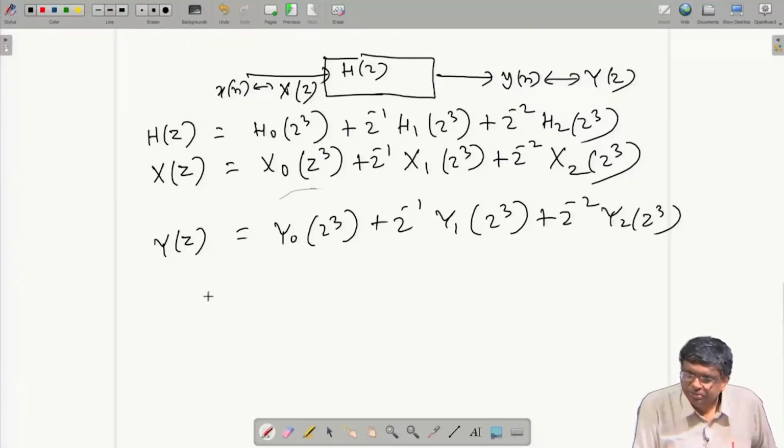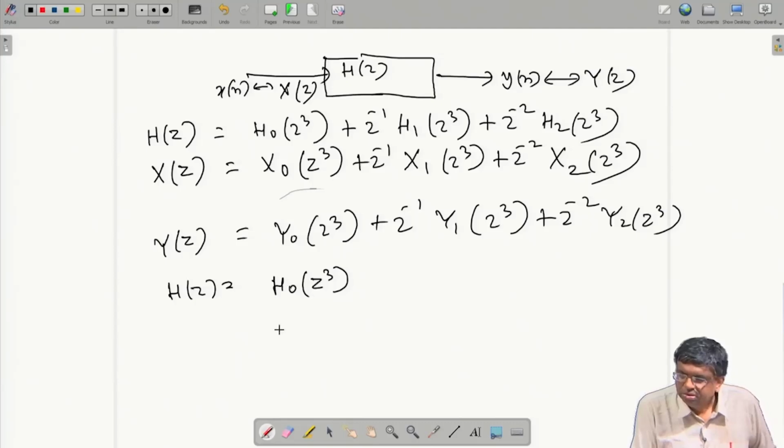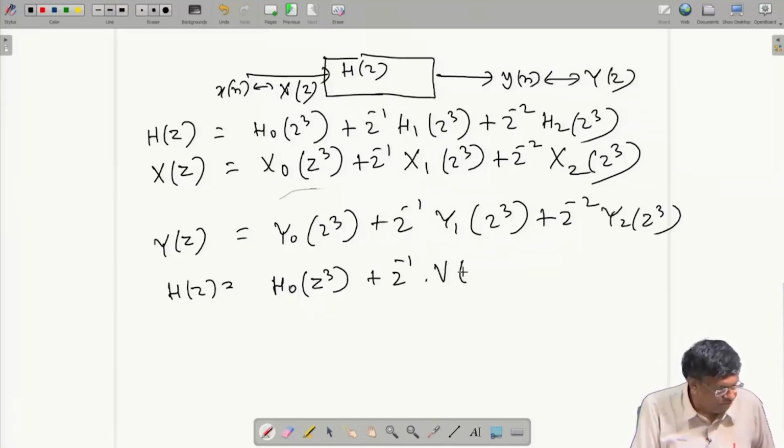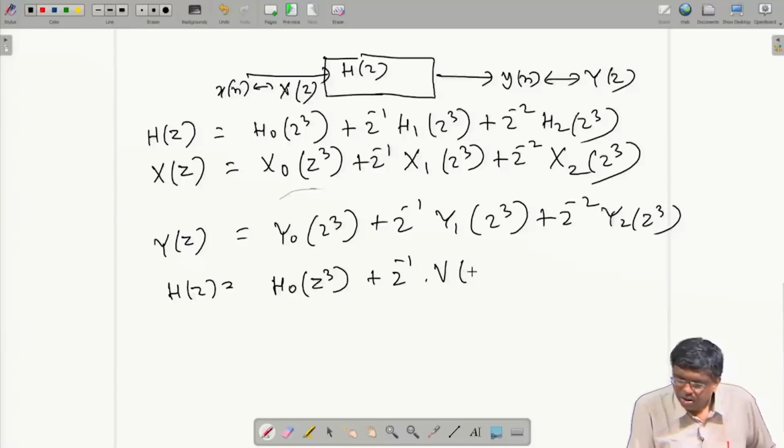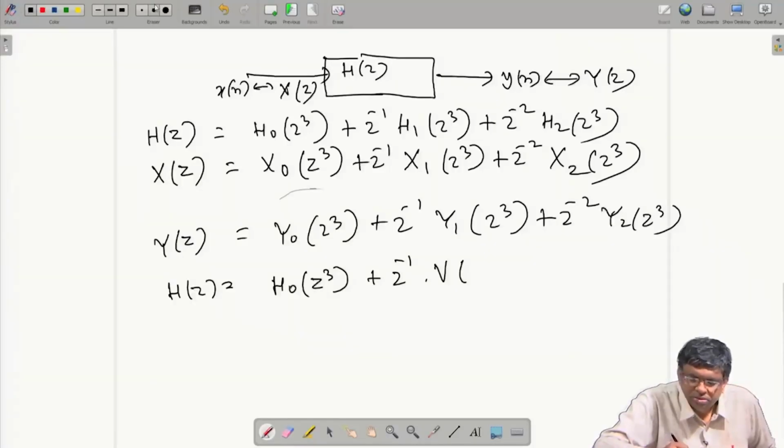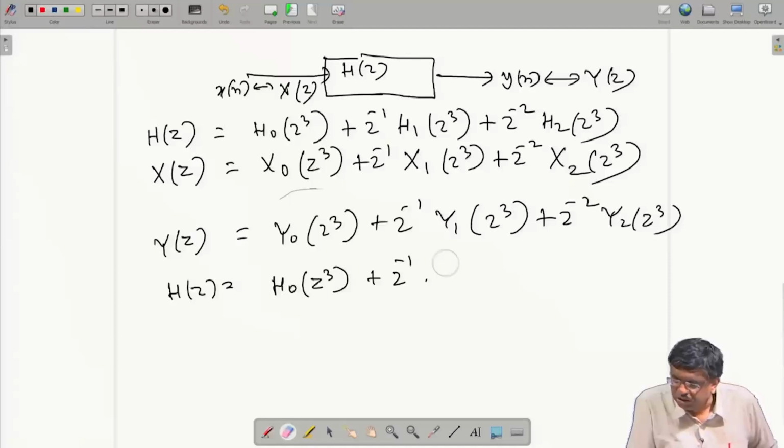Let me write h z as h 0 z to the power 3 plus, let me take z inverse common here. So, remaining part let me say, or not, I have a notation for this.